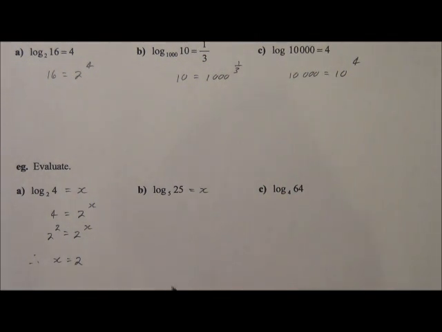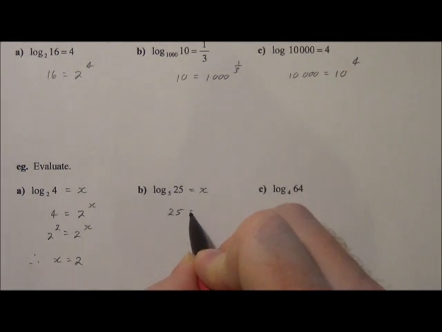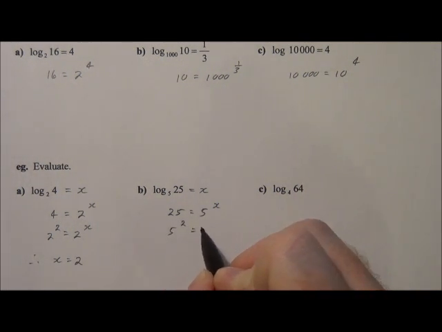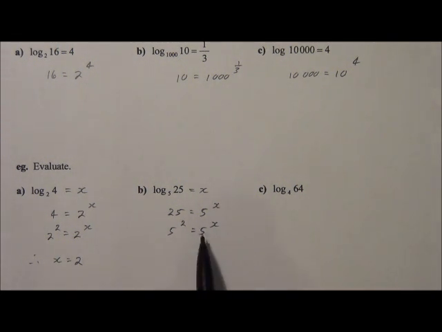Again, do the same thing here. So 25 equals 5 to the power x. 25 can be written as 5 squared. So because the two sides are equal and the two bases are the same, then that means that automatically the exponents have to be equal.